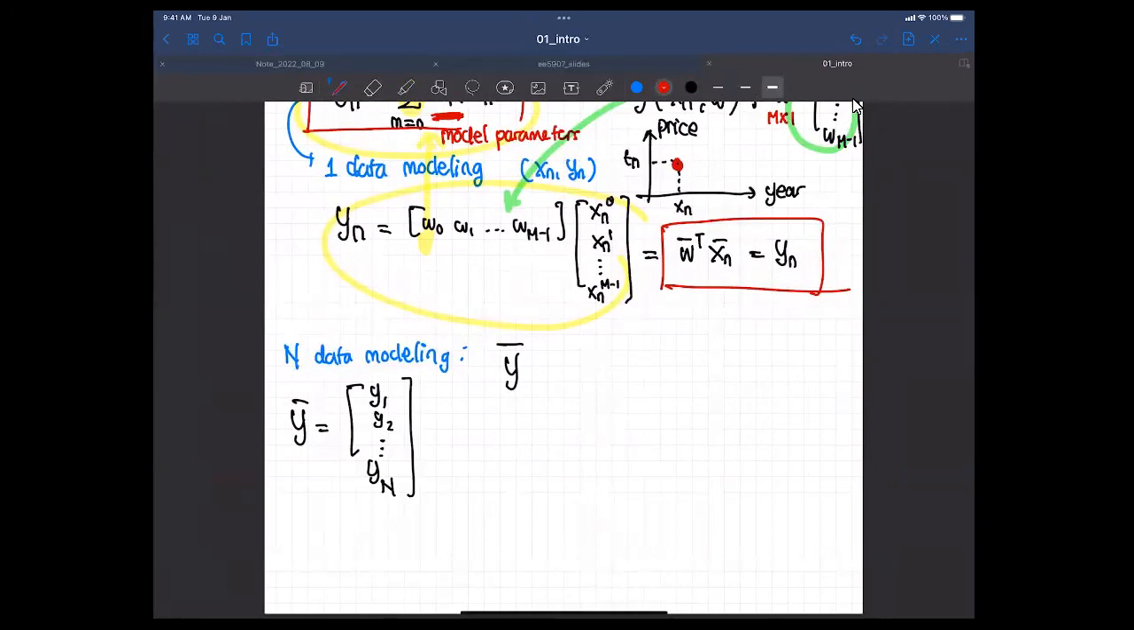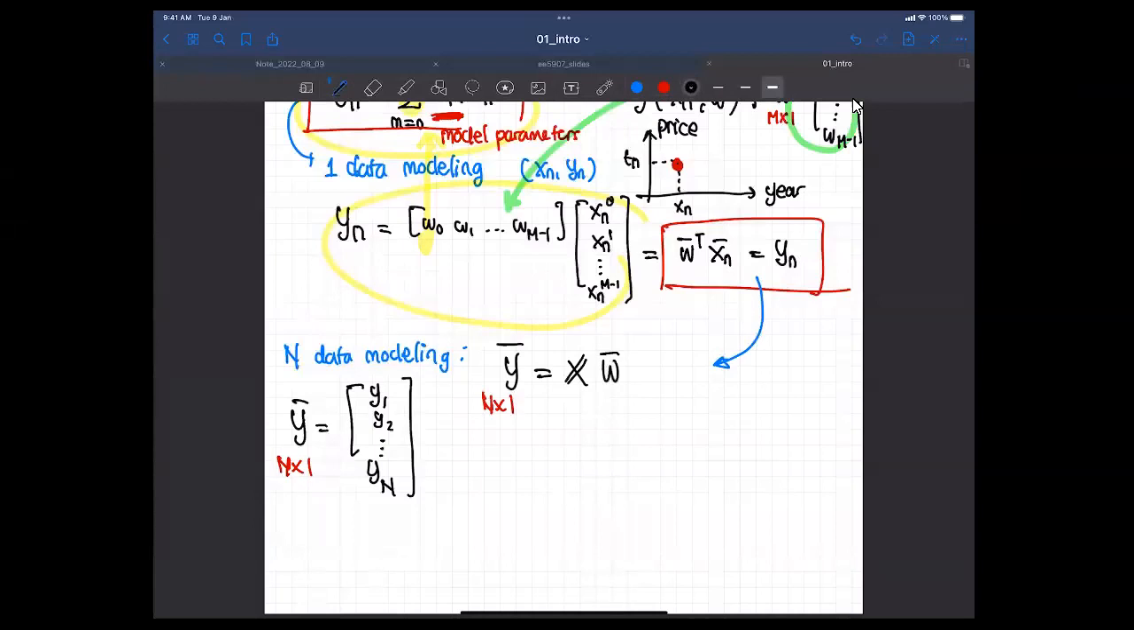Anyone? N by 1. So this one, y, n by 1, equals what? It has to be the same as that of this one. But it has to be capturing all the samples. So how can we write this? In this case, we will write H matrix multiplied by W bar.